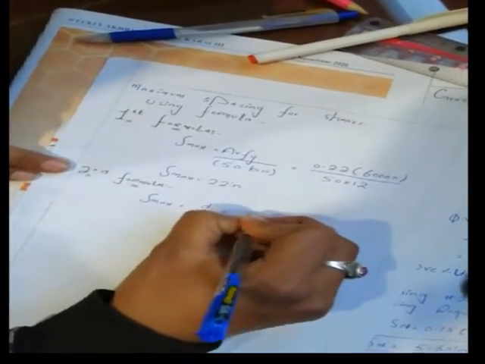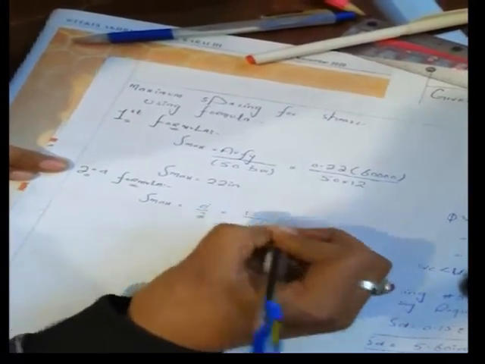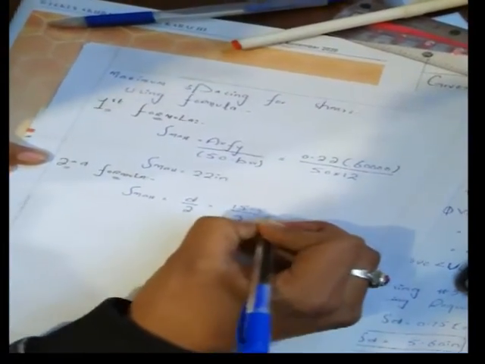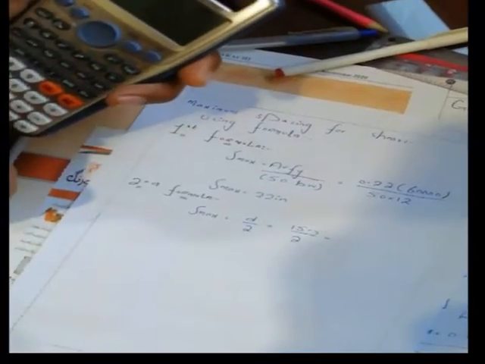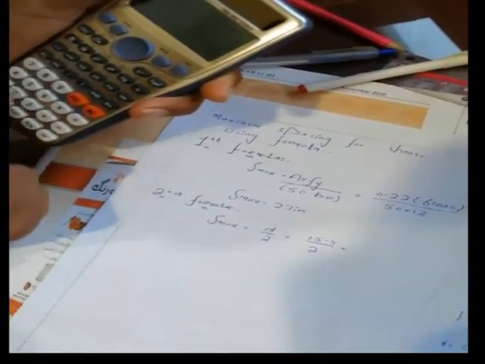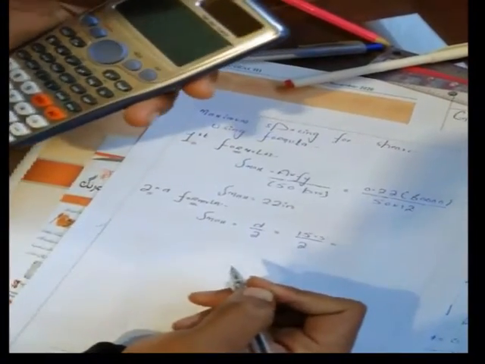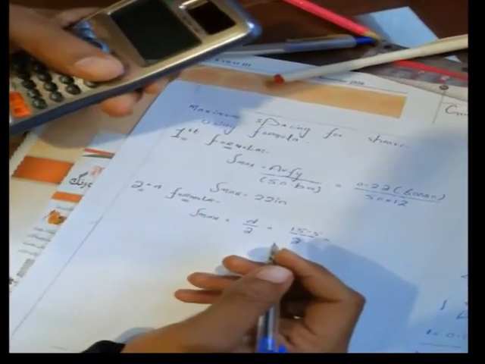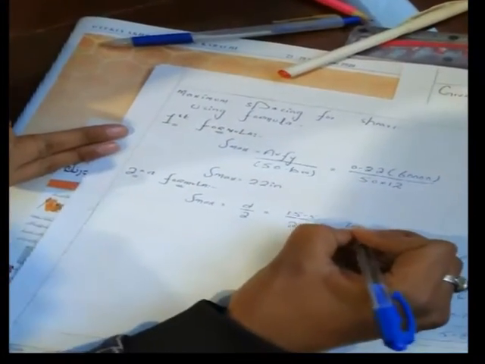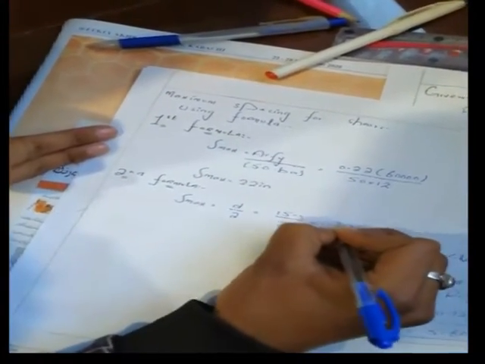Now the second formula for s maximum is d divided by 2. We know that d is 15.5 divided by 2. That is very easy to calculate: 15.5 divided by 2 is equal to 7.75 inches.